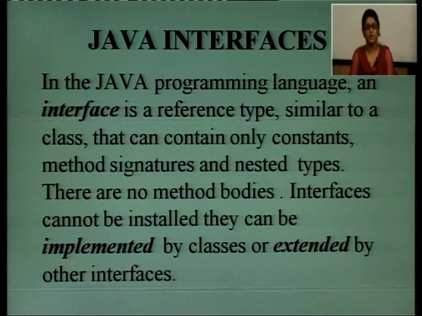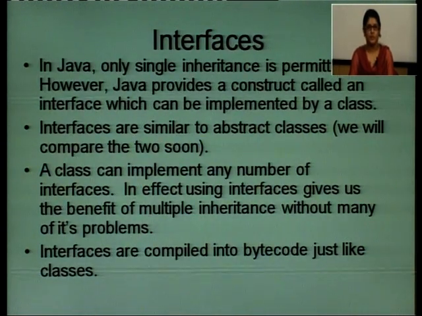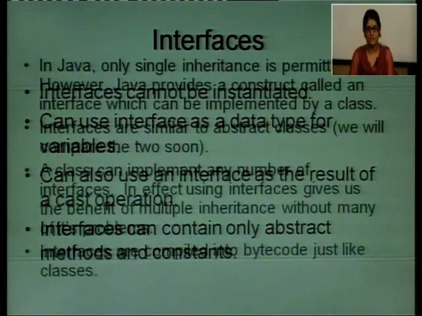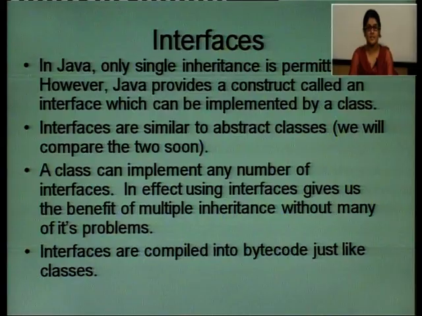Why do we need them? In order to provide an indirect method of multiple inheritance, we have Java interfaces. In Java, only single inheritance is permitted. However, Java provides a construct called an interface which can be implemented by a class. Classes are always extended, whereas interfaces are always implemented. Whenever you have to inherit a class, you use the keyword extends, but whenever you have to implement an interface, you write the keyword implements. Interfaces are similar to abstract classes. We will compare both of them very soon.